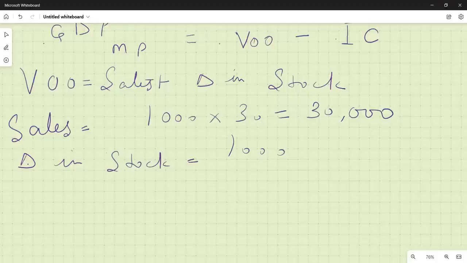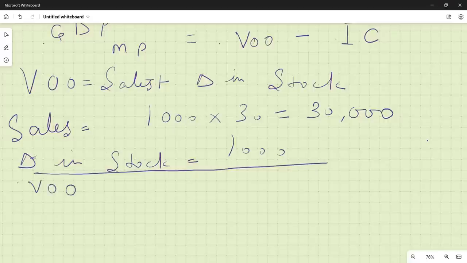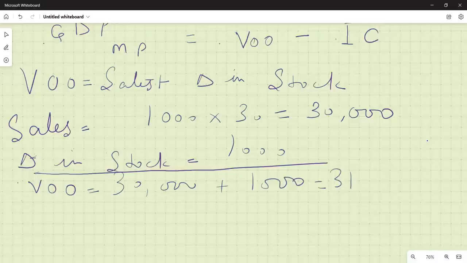So now we have the value of sales. This is 30,000 and change in stock is equal to 1000. So what will be the value of output then? This is what will be the value of output, sales plus change in stock. So value of output has become equal to 30,000 plus 1000 is equal to 31,000. So please keep remember, value of output is equal to 31,000 now.